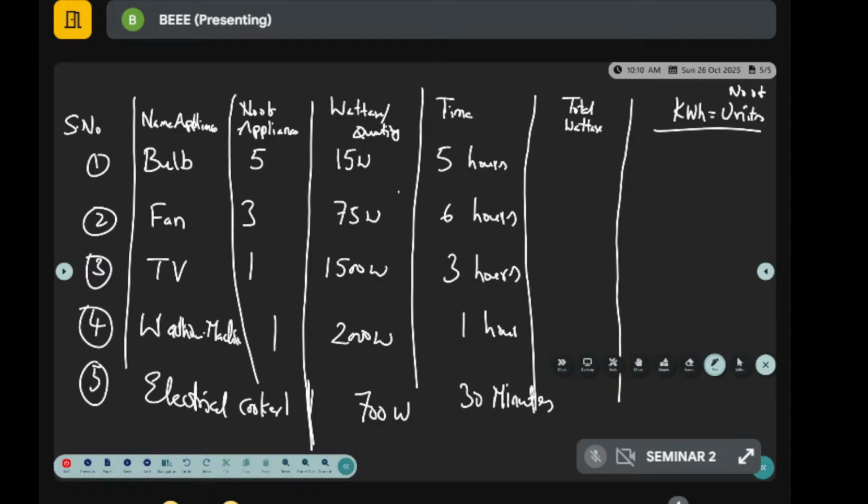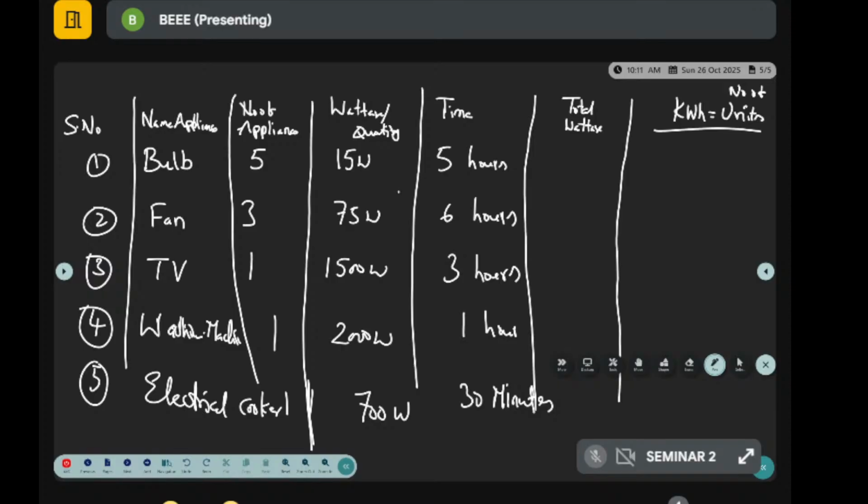As a solution, draw this table. Then we will calculate the values. So here we require kilowatt hour, not wattage. You have to convert this wattage into kilowatt. So before that, it is given for one quantity. So how many are there? Here you have to get the total wattage.